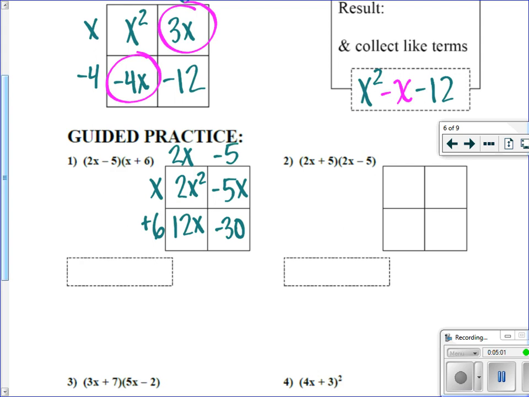Final answer needs to have the combined like terms. So 2x squared is out in front, because we're going to write in descending order. Our x's combined, so 12x and negative 5x. What's 12 plus negative 5? 7. And then minus 30.